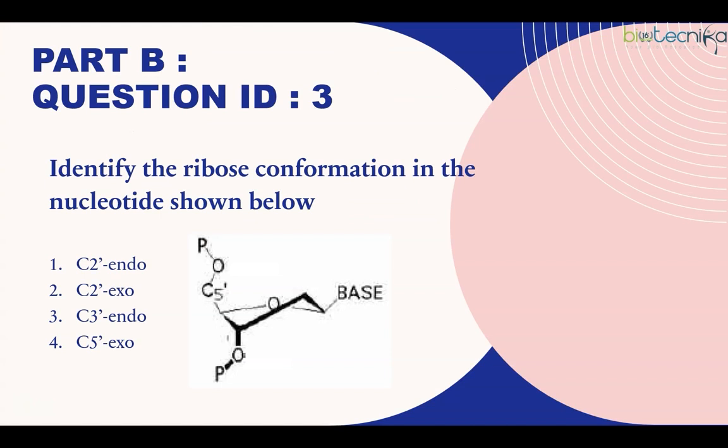Next, a straightforward question from part B, question ID 3. Identify the ribose conformation in the nucleotide shown below. We know sugars are present in the nucleotide, one of the components along with the base and the phosphate. Now the sugar has some levels of conformational changes because carbon being a tetrahedral atom, it tries to be in a more comfortable position, and that's what is called sugar puckering.